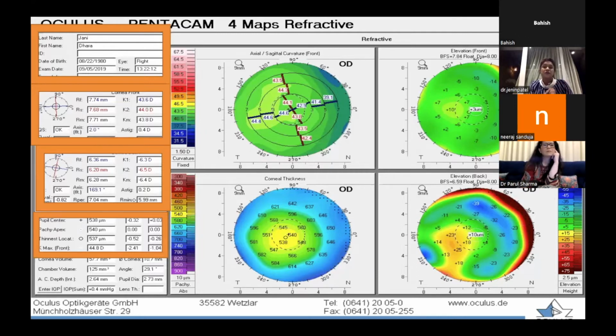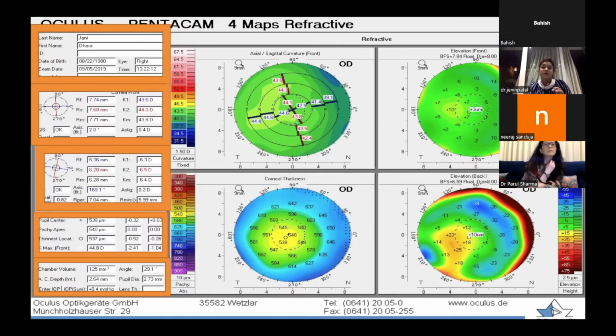Whenever there is thinning of the cornea, there could be a displacement of the thinnest point of the cornea. Whether the displacement is in the horizontal axis, it will be the X coordinate, and if it is in the vertical axis, it will be the Y coordinate. The plus and the minus signs are in reference to the pachymetry apex. When the displacement is upwards from the pachymetric apex, it will be a positive sign, and when it is in the downward direction, it will be a negative sign. Now we come to the anterior chamber details.